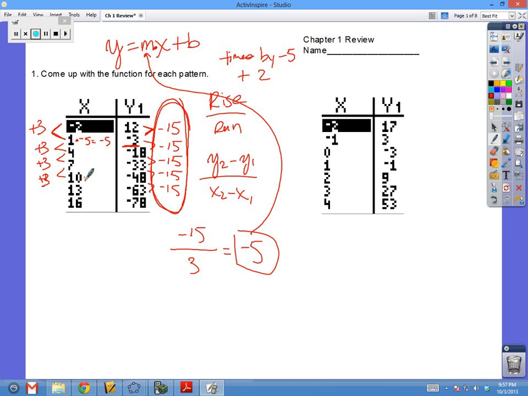So I'm going to test it with this one right here. What's 10 times -5? That's -50. Is -50 plus 2 equal to -48? Yes, it is. So my answer is times by -5, then plus 2, or y equals -5 times whatever x is, and then add 2.